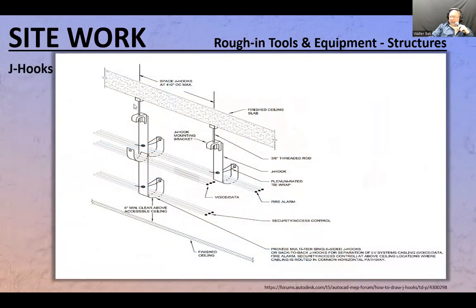Now, the J-hooks can be mounted in the ceiling as well. Just keep in mind, whenever you're making that Christmas tree kind of J-hook tree, make sure you clear at least 6 inches from the ceiling tiles. So this would be the true ceiling. This would be the suspended ceiling here, and that would be the room that people walk in. So maintain about 6 inches here so you don't run into trouble when it comes to wire installations.